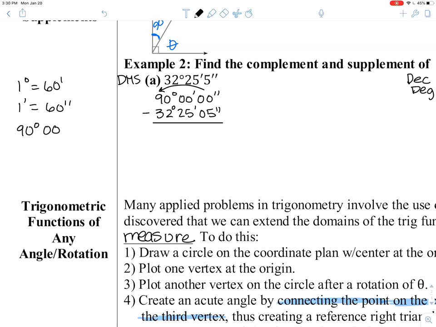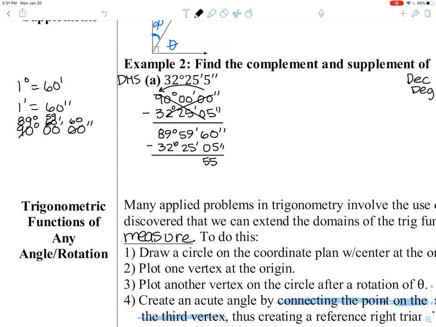And so basically what that looks like here is if you have 90 degrees, 0 minutes, 0 seconds, you're going to come all the way from your seconds to your degrees and borrow 1 degree so that you can get 60 minutes. And then you're going to borrow 1 minute so that you can have 60 seconds. And so what you're looking for here instead would be 89 degrees, 59 minutes and 60 seconds minus 32 degrees, 25 minutes and 5 seconds. It will be easier to do some math if you've already done that borrowing. So this would be really useful to know.